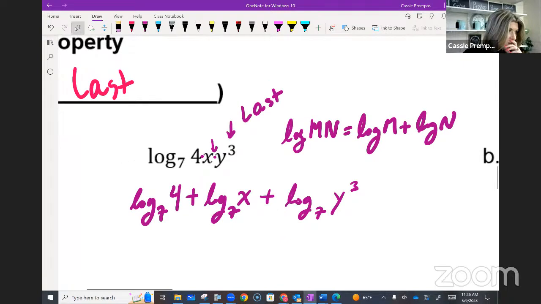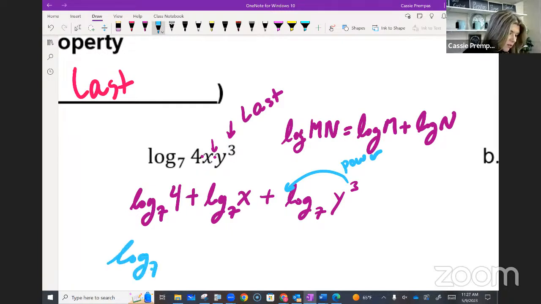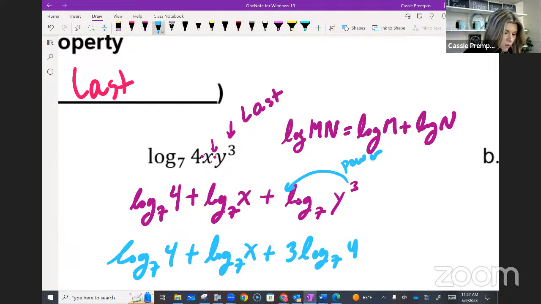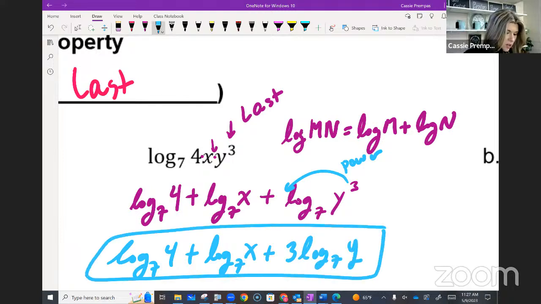From here, what do you guys think we would do to finish the problem? Just bring the 3 in front. So use that power property last. So that'll be log base 7 of 4 plus log base 7 of x plus 3 times log base 7 of y. And that would be our answer. Basically, we're just going backwards. Yesterday, we went forwards. Today, we're working backwards.